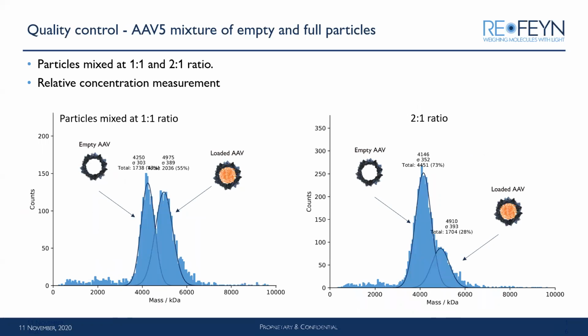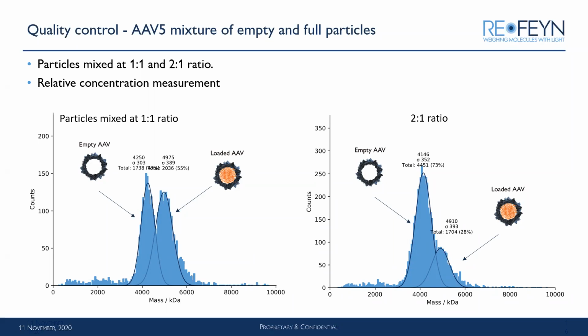The last example in quality control, which I really want to emphasize because it emphasizes our ability to measure mass, is AAV, which is adeno-associated virus, and it's a virus that is used to encapsulate, usually DNA, in therapeutics. Because what we measure is mass, we don't care about the shape of the particle. All we care about is its mass.